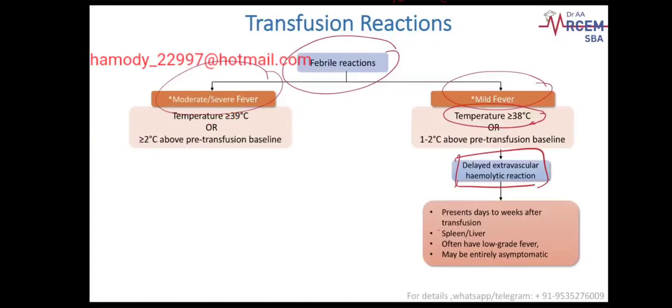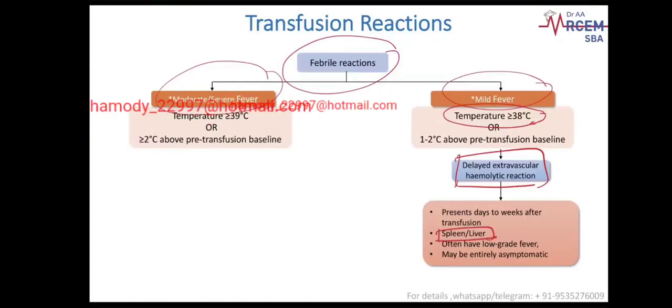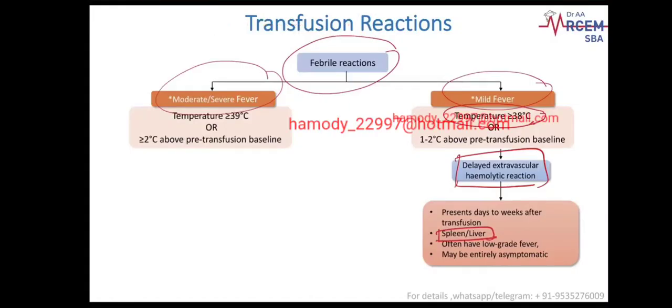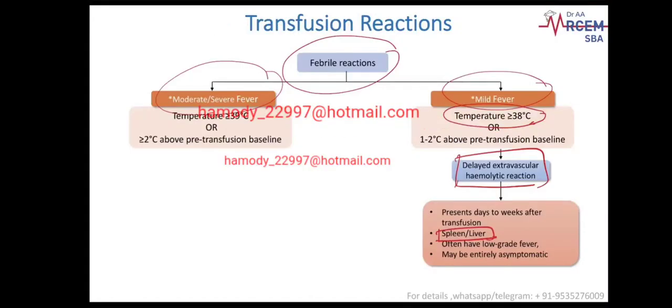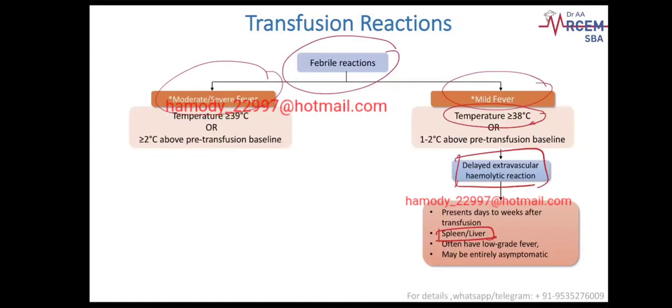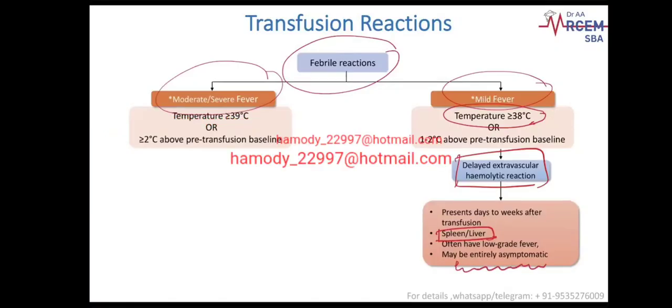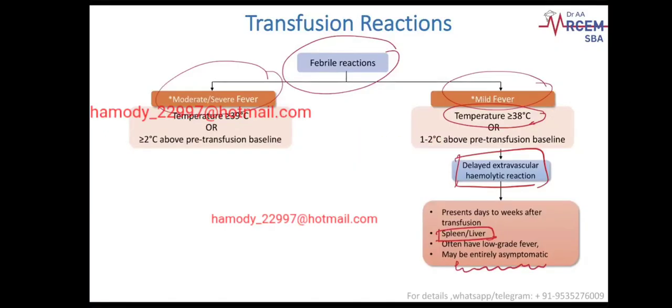So where exactly is it happening? The hemolysis is happening in the spleen and liver. They do not present immediately. It takes days to present to the emergency department. So the history will be like the patient had a transfusion yesterday and today he has presented with a temperature of so and so. So that kind of history will be there. The management is entirely asymptomatic. Sometimes they may not even present to the emergency department.